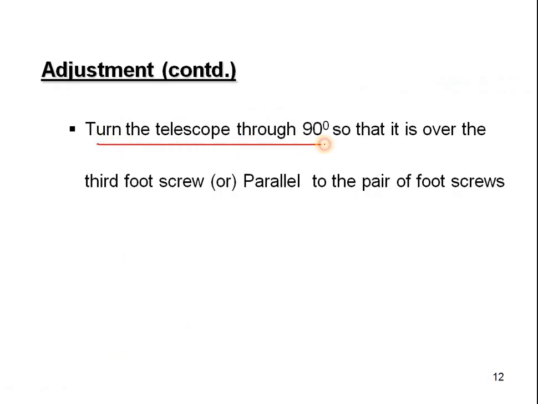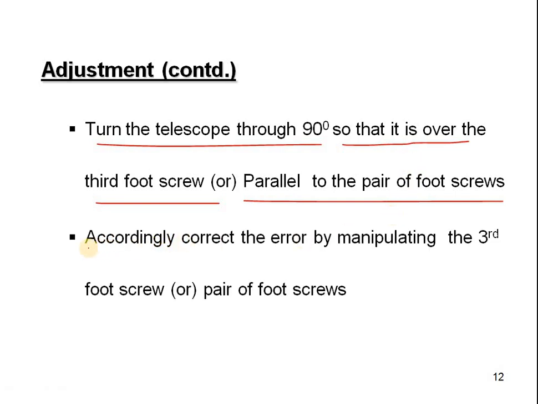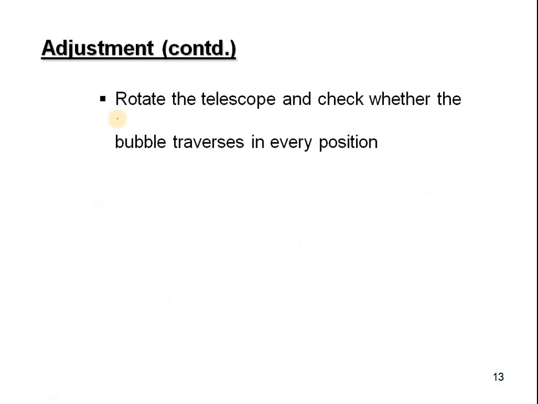Turn the telescope through 90 degrees so that it is over the third foot screw, or parallel to the pair of foot screws. So in the next step, turn the telescope through 90 degrees so that it is over the third foot screw, or parallel to the foot screws, and accordingly correct the error by manipulating the third foot screw or the pair of foot screws.